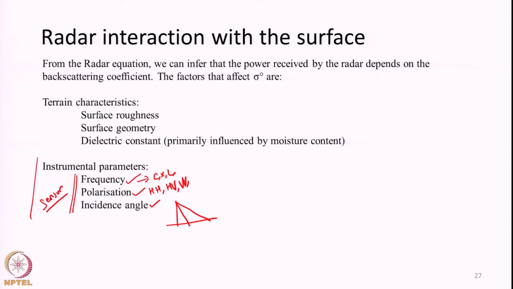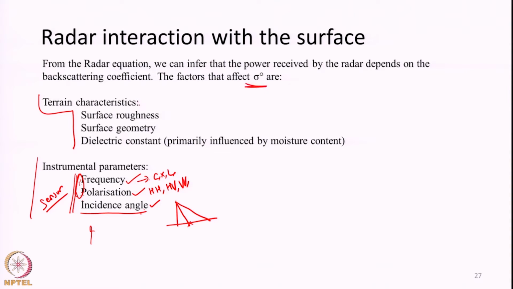But as I said before, except this incidence angle, once the system is launched, these two are fixed, right. These two are not going to vary. The incidence angle anyway is going to vary based on whether the object is present in near range or far range. But what we are really interested in is to understand what are all the terrain characteristics that influence this sigma naught.